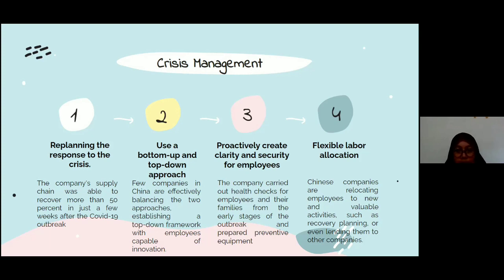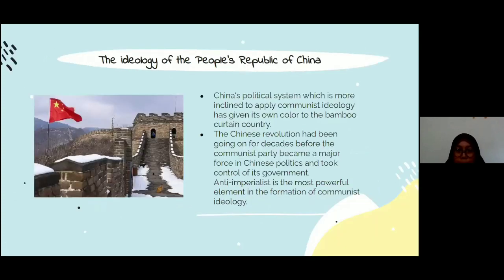Chinese companies are relocating employees to new and valuable activities such as recovery planning or even lending them to the other companies. I think there is a lot of crisis management that China has, but we just put it into 4 steps.